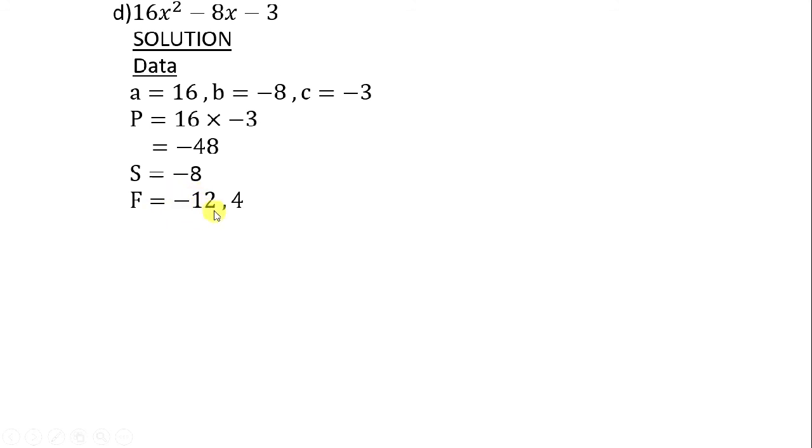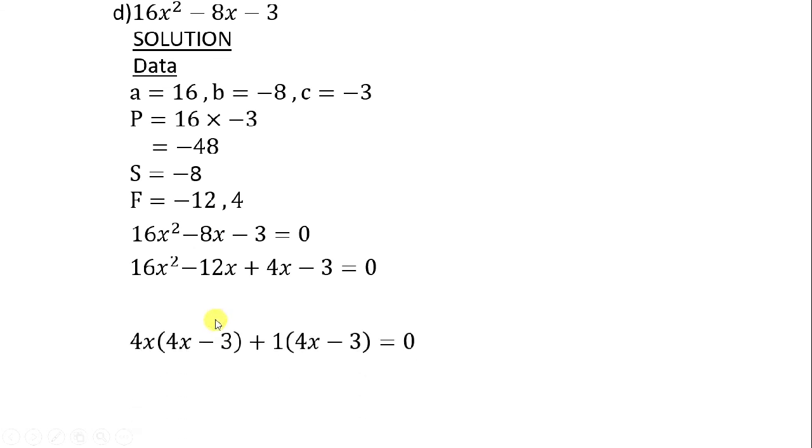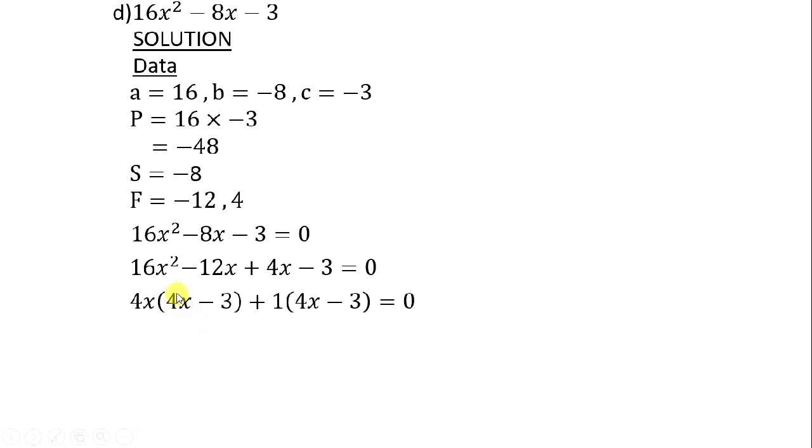Which two integers are we supposed to multiply together to give us a -48? But when we add them, we'll get a -8. It is -12 and 4. So from here, we are going to express that B as a sum. So we are getting 16x squared minus 12x plus 4x minus 3. That -12x plus 4x is the same as just that -8x. So from here, what are we going to do?